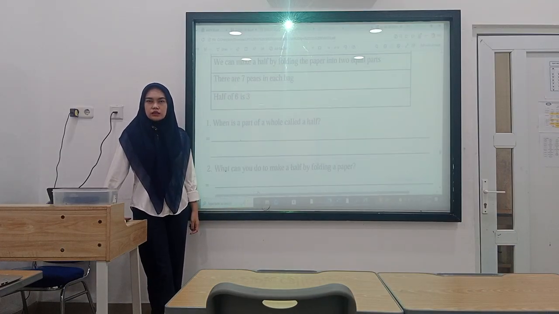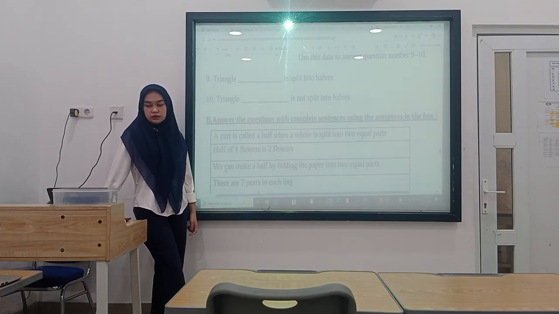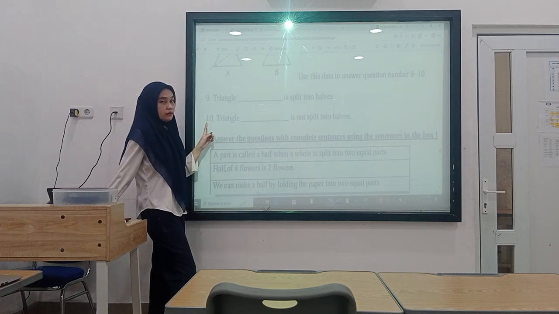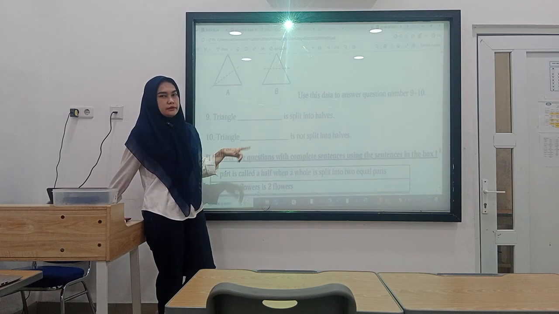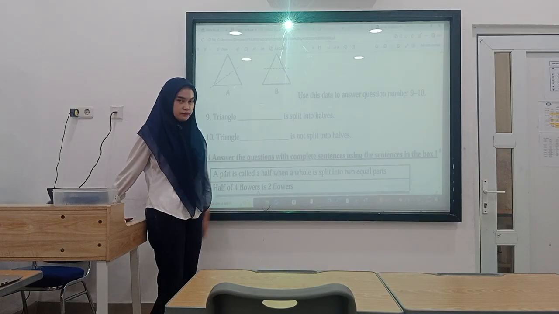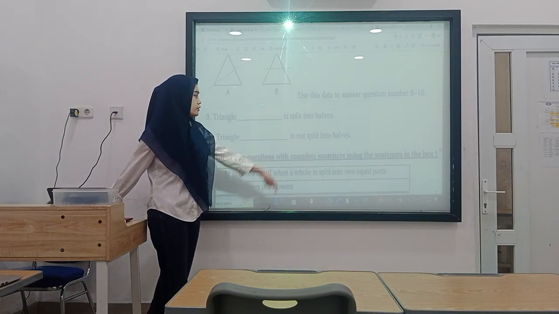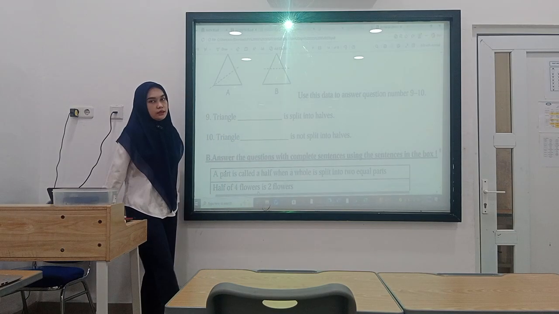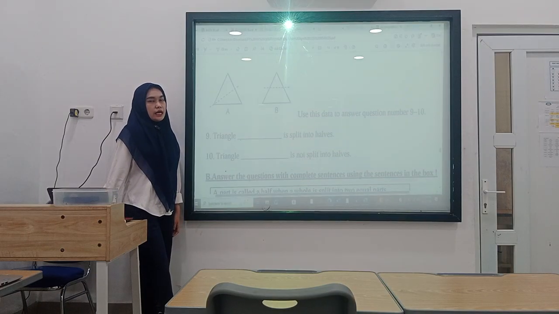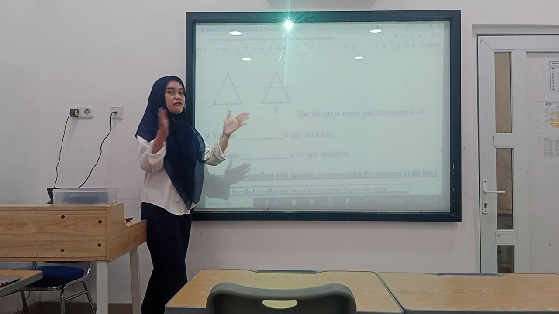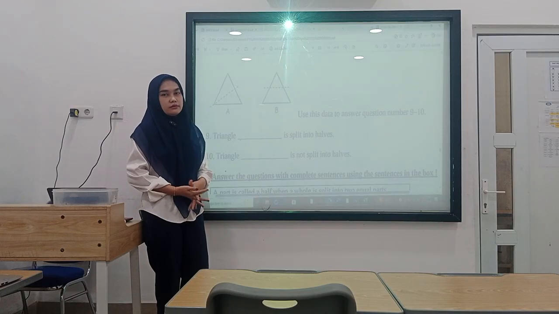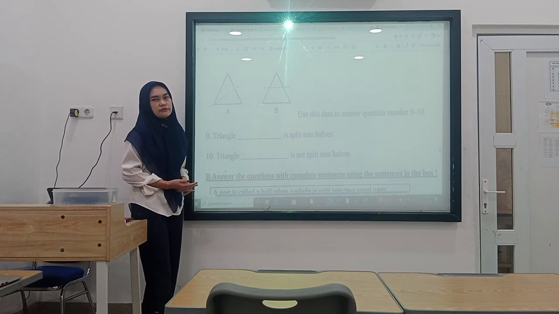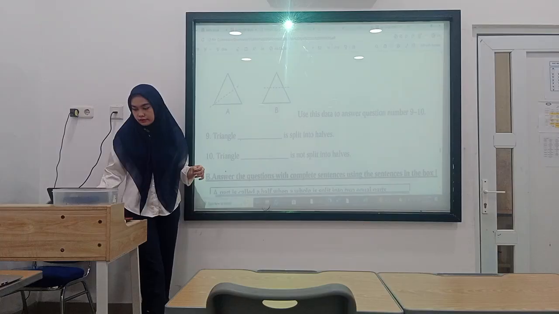Wait, Miss, what is the answer? Number 9, triangle A is split into halves, and number 10, triangle B is not split into halves. Okay, split means they divide into 2 parts with the same exact size or amount. Okay, Miss. For number 7, how did you get that it is unequal, Miss?